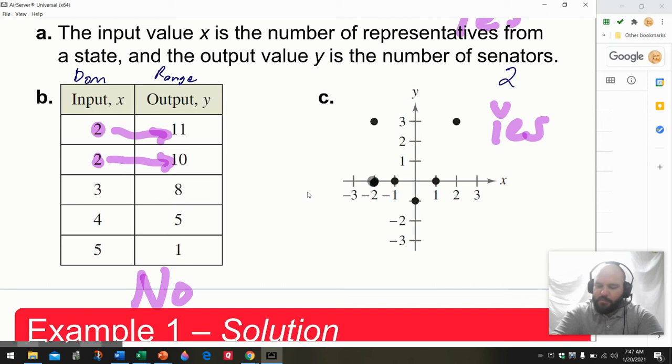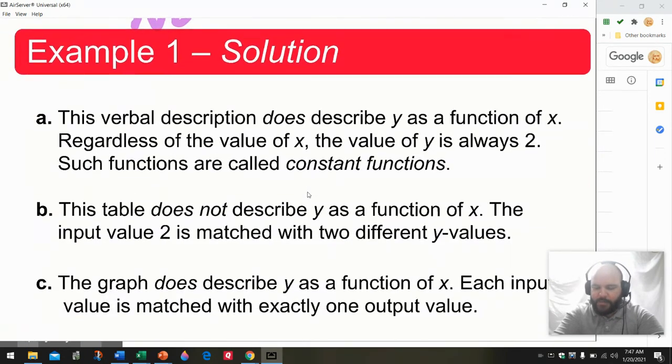And there's multiple ways to do it. You could look at the table. You could look at the graph and use the vertical line test. You could also look at ordered pairs, depending on how they give us the functions.